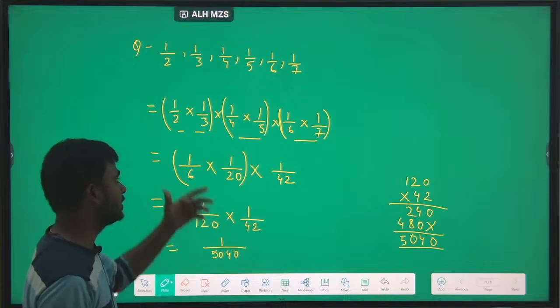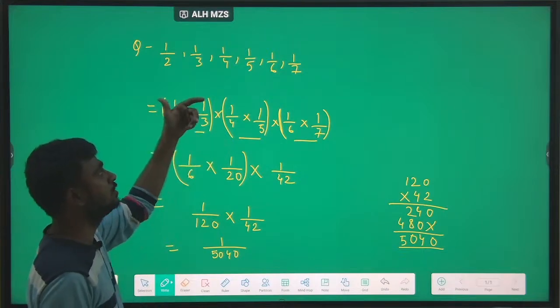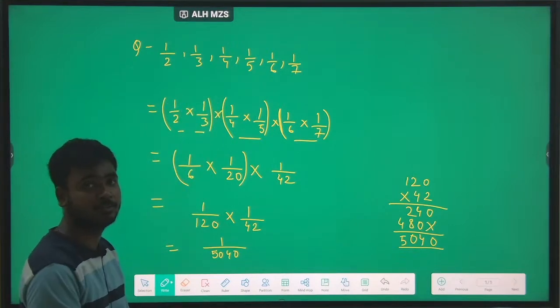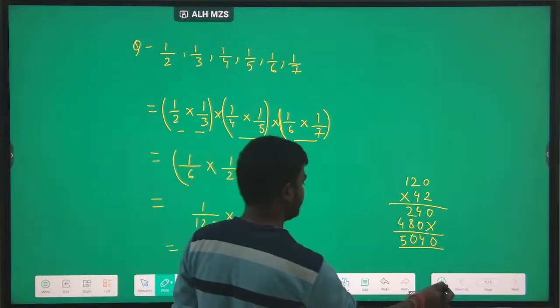Through these tricks, we can solve a large number of fractions with the operation of multiplication.